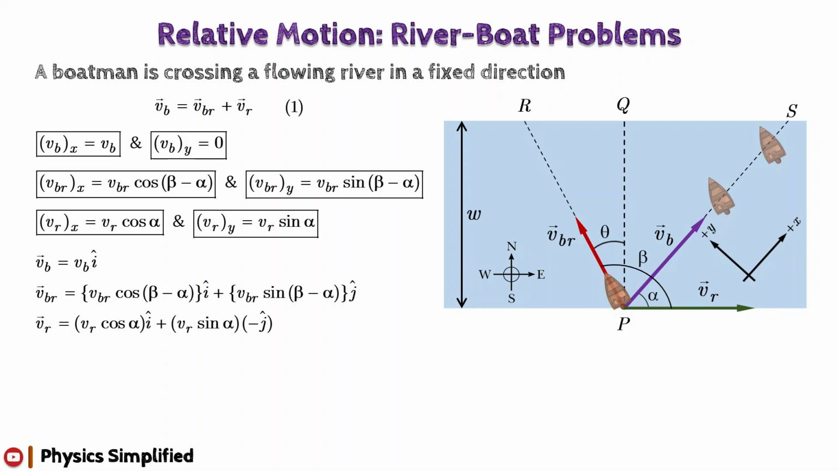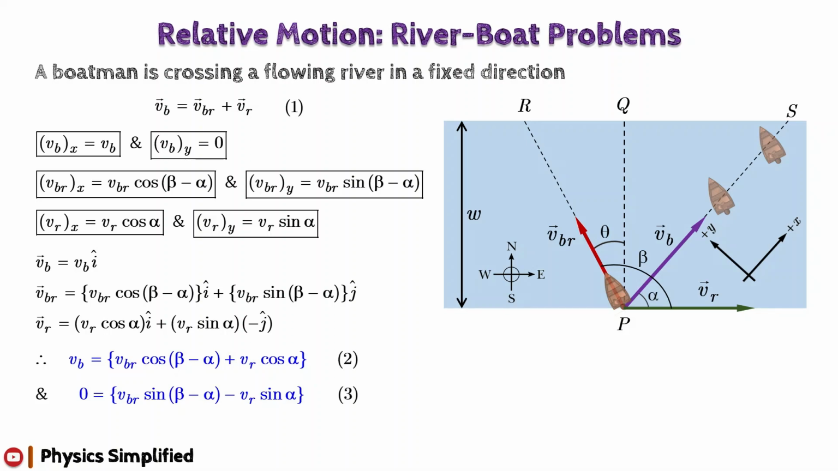Substituting the vector expressions in equation 1 and equating the components of i hat and j hat from both sides of the equation, we obtain v_b is equal to v_br cos(beta minus alpha) plus v_r cos alpha. And 0 is equal to v_br sin(beta minus alpha) minus v_r sin alpha. Let us mark these two equations as number 2 and 3 respectively. Now, solving equation 3 by using the given information, we will obtain the value of beta.